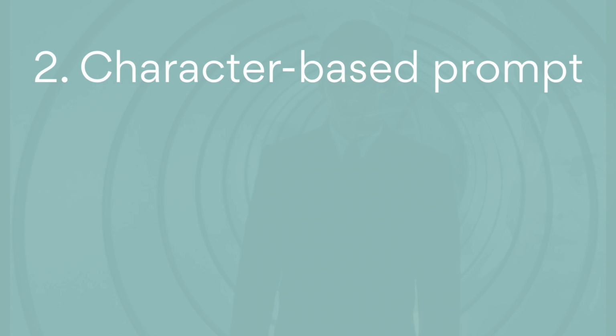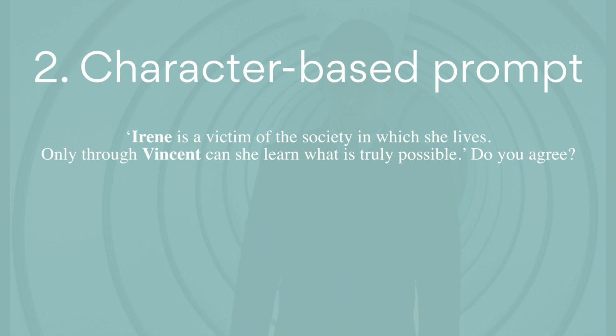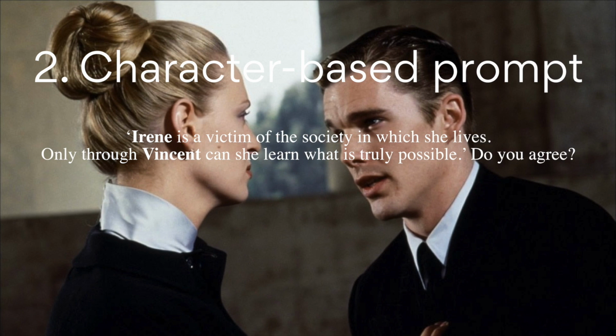The second one is a character-based prompt, and this is even more straightforward. I bet you can take a stab, but here we are. Irene is a victim of the society in which she lives. Only through Vincent can she learn what is truly possible. Do you agree? So, I'm sure you've already guessed it, character-based prompts usually center around a certain character or even multiple characters. So in this case, it is very obvious that it is Irene and even Vincent. So in this prompt, it is definitely about Irene and a little bit about Vincent too.